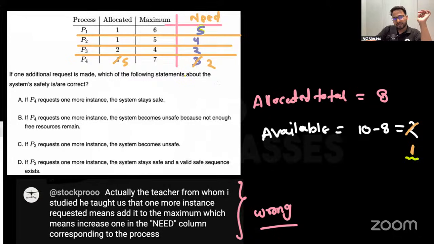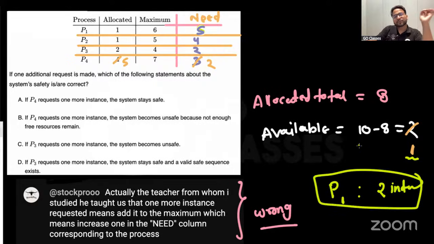Tell me, given this instance, can P1 request just 2 instances at the next time? Obviously, yes, right? Future need is 5, so it can request less than or equal to 5. It need not necessarily request 5 instances at the same time.